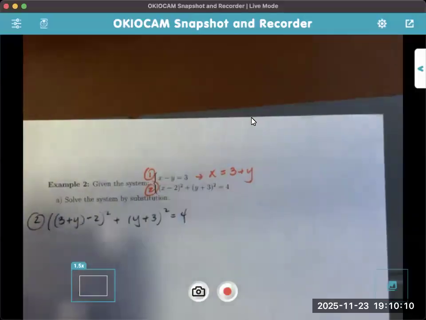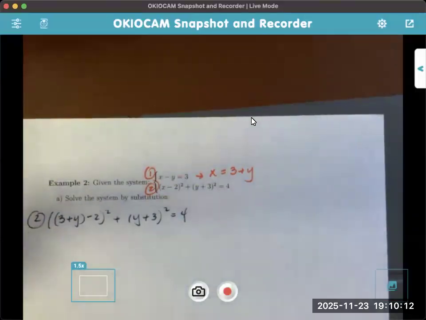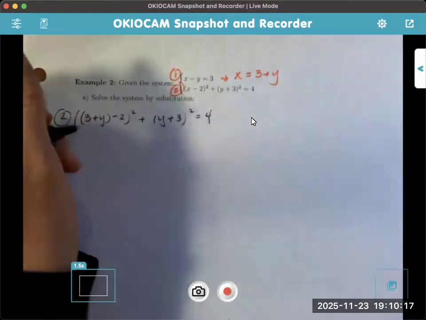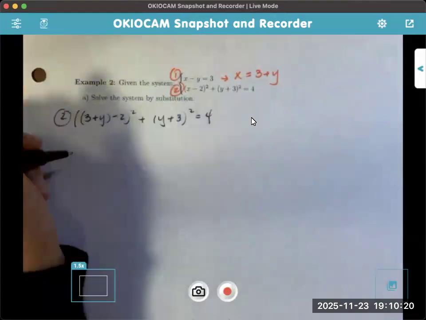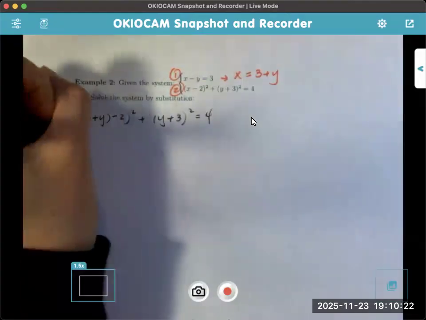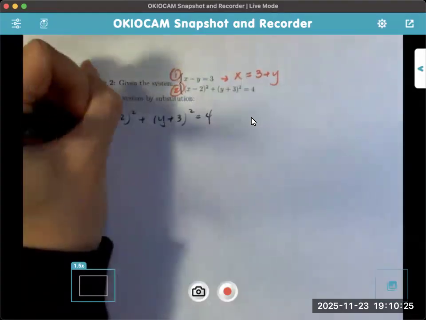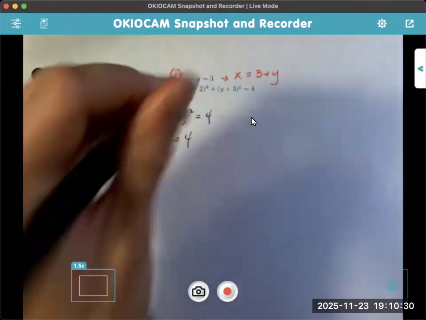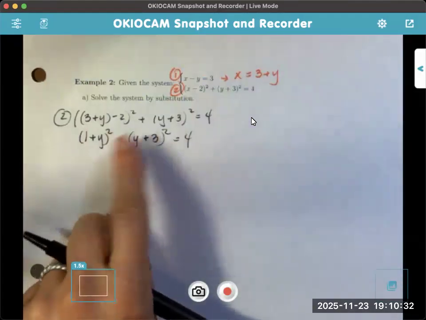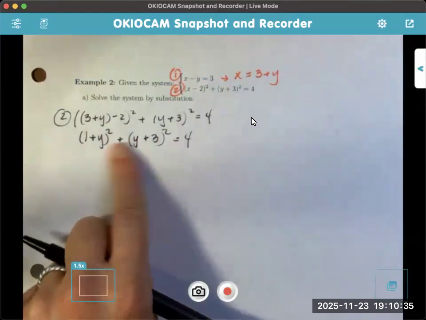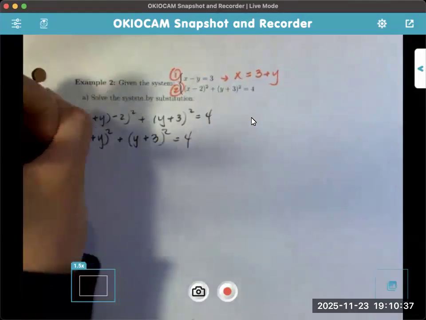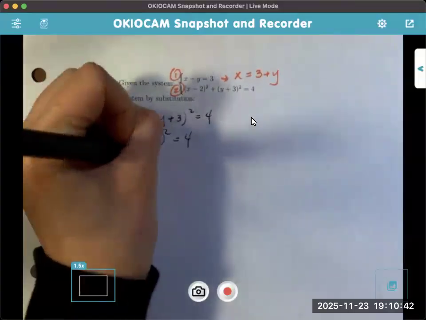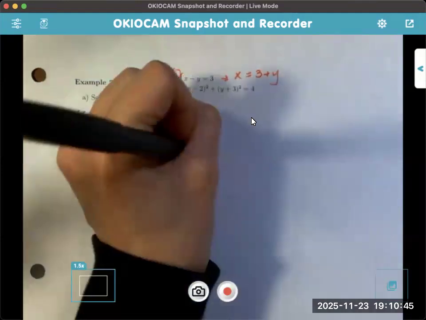And then we'll just work on simplifying. Oops, sorry, forgot. I'm kind of wonky off screen there. There we go. Let's see. So 3 minus 2 is 1. So this is really just 1 plus y quantity squared plus y plus 3 quantity squared equaling 4. Remember that these are perfect square binomials, so they FOIL or distribute out to the trinomials. 1 plus 2y plus y squared plus y squared plus 6y plus 9 equals 4.